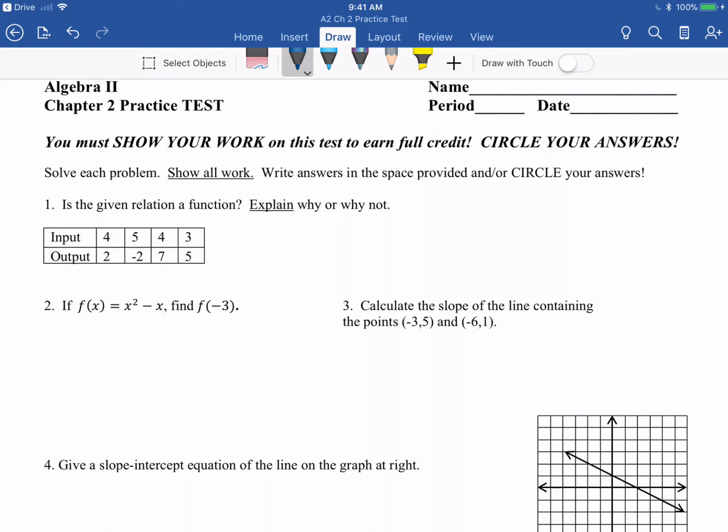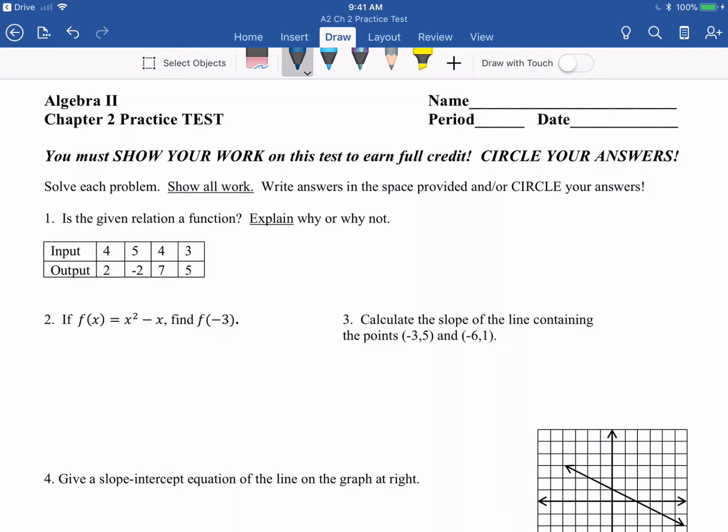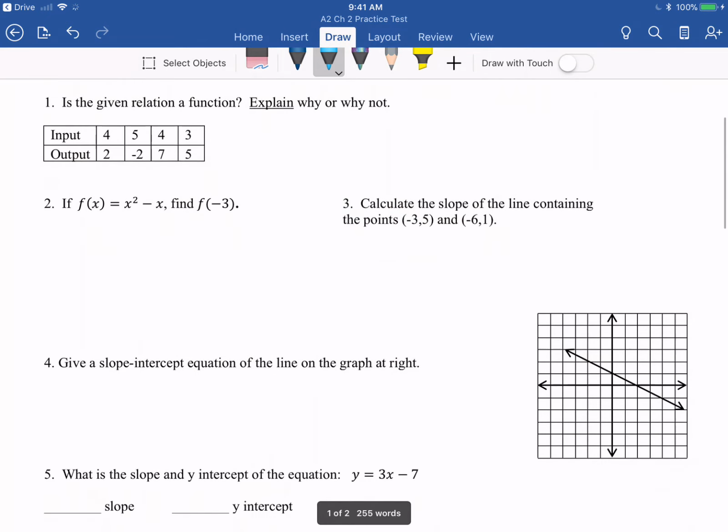So hopefully me talking through some of these answers can give you a little bit of a push in the right direction so you know what we're doing for the test coming up soon. This practice test is going to be very similar to your test, so if you know how to do this practice test, you know how to do the test. Here is the answer so you can check yourself to see if you got them correct.